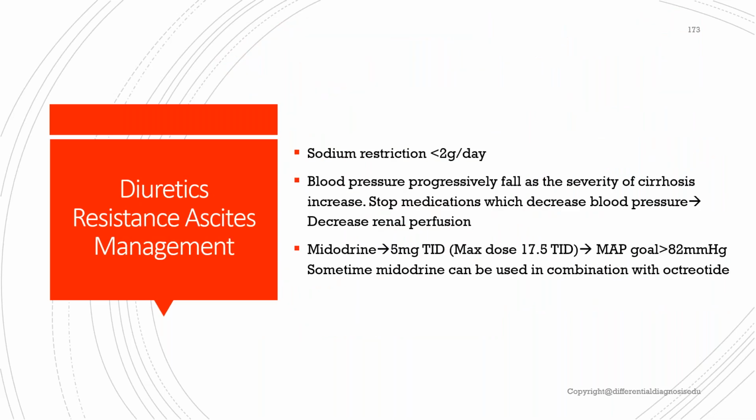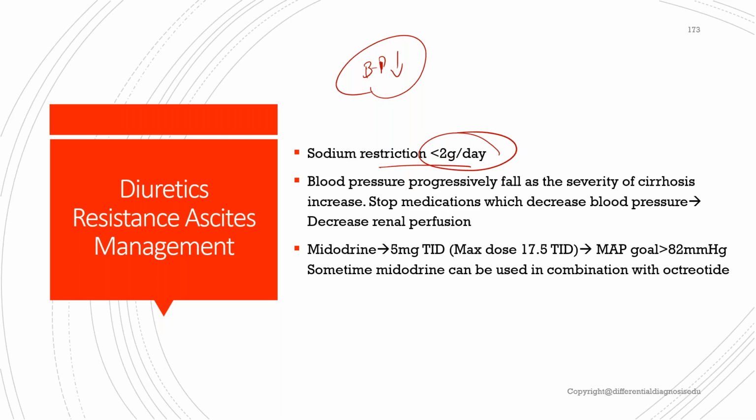How will you manage the patient with diuretic resistant ascites? Strict sodium restriction, less than 2 gram per day. Once the patient develops diuretic resistant ascites, or once the cirrhosis is advanced, these patients have a tendency for their blood pressure to fall because of formation of toxic metabolites. And there are studies showing that you have to keep the blood pressure high in patients with cirrhosis to improve survival.